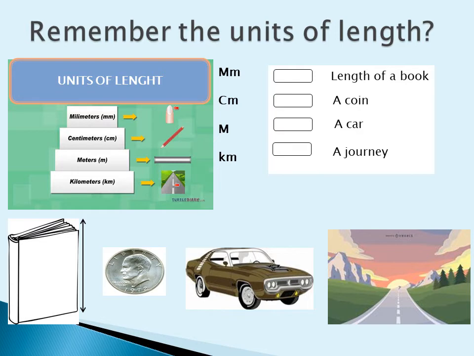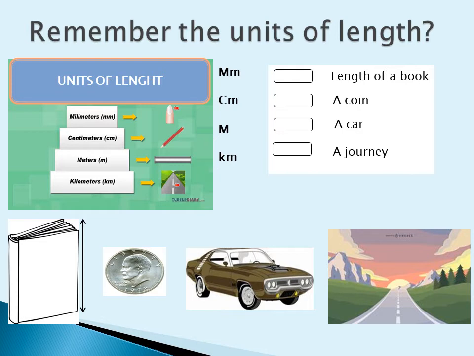So for the length of the book, which of the units of length is best to measure? Correct, centimeters. You can measure it with your ruler, right? Yeah, so centimeters is quite okay to measure the length of a book. What about a coin? Look at a coin, compare it to a book. Is it not tiny? Yeah, it's so tiny. So to measure a coin, we don't even need to use centimeters. What do we use? Great job, millimeters. Yeah, millimeters, because a coin is tiny and we don't need centimeters to measure a coin.